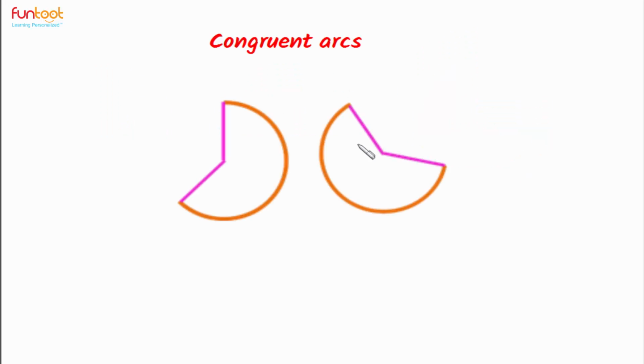Let's see what are congruent arcs. Congruent arcs are those arcs which have the same radii and they subtend the same angle at the center. If we rotate this arc and keep it over this arc, we will find that they perfectly superimpose each other.